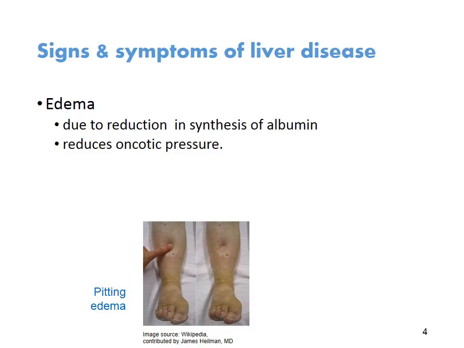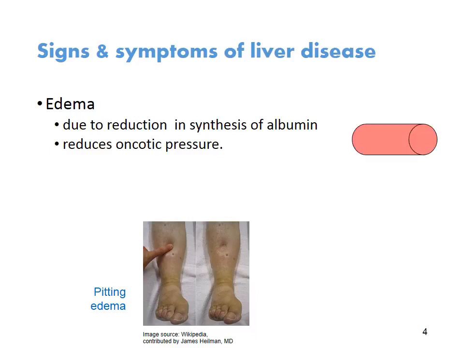The liver is responsible for the synthesis of albumin, which is a plasma protein. So when the liver is not functioning properly, the synthesis of albumin is reduced. This reduces the oncotic pressure. What is oncotic pressure? Oncotic pressure is the osmotic pressure that is exerted by the plasma proteins to pull water back into the blood vessels.